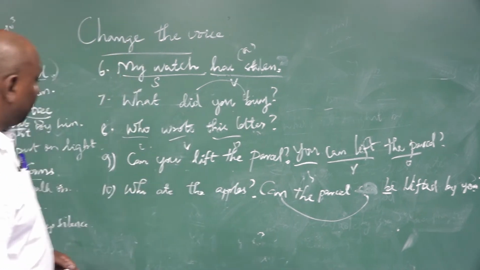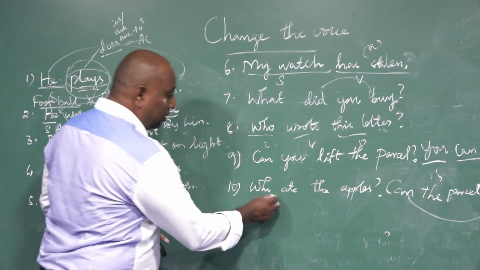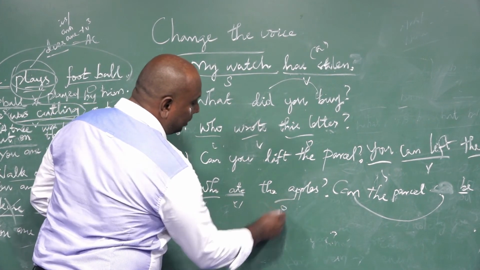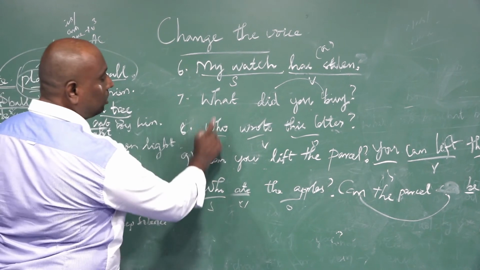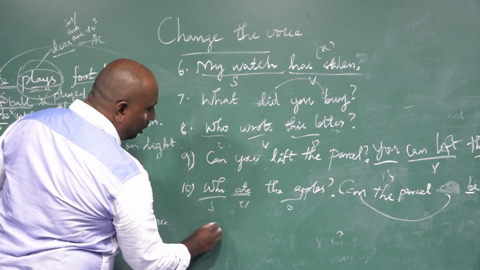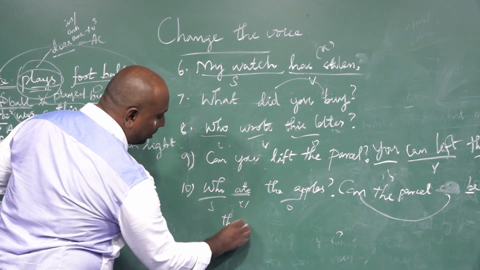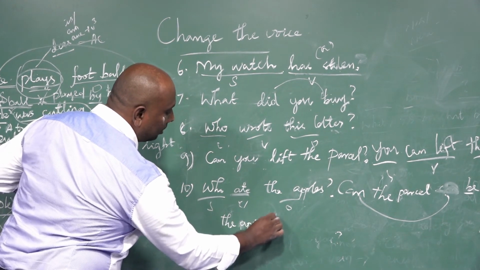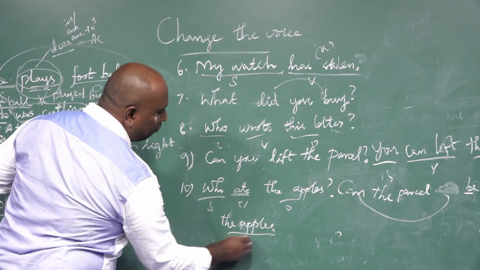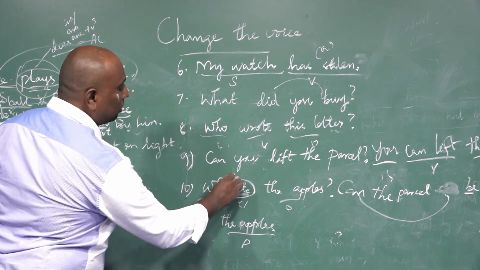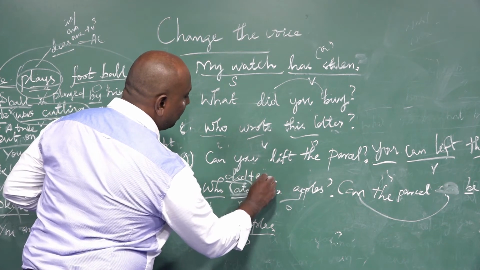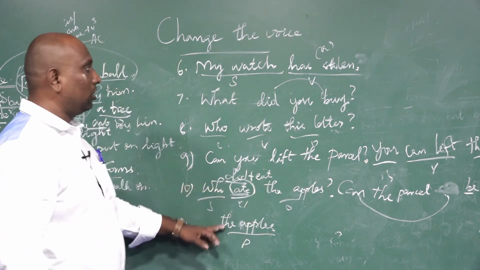So the next question: who ate the apples? So take it, this is the subject, ate the verb, and this the object. I have already told you how to write this sentence. So first the apples will come here. Apples, plural. Yet what is the tense? It's very clear. Ate turns out to be simple past.